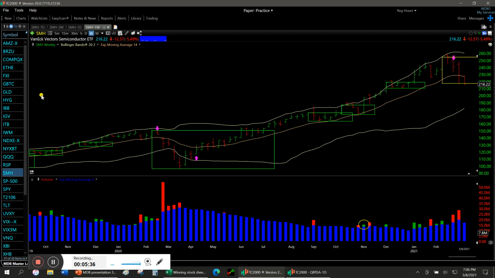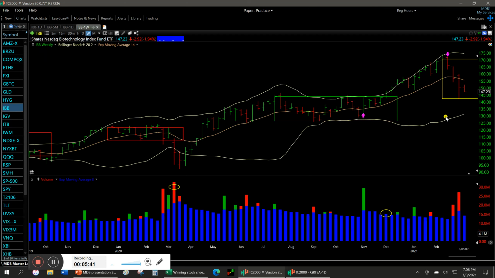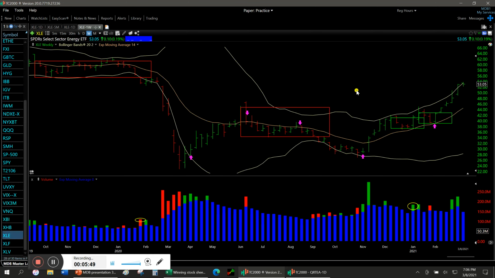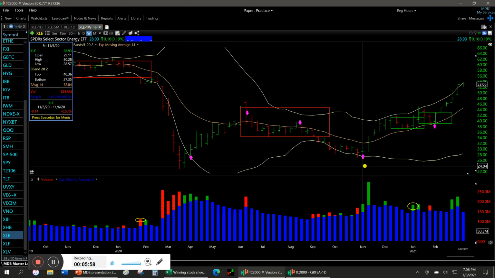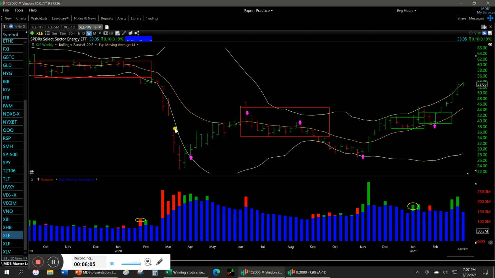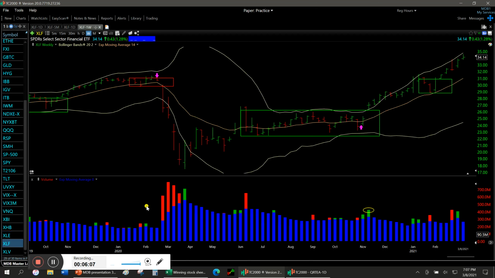It's just most areas. One of the worst ones is biotech. Look at this, just slaughterhouse. One of the sectors which is holding up is XLE, energy. Look at that. Formed a couple boxes, and now it's in a nice uptrend. And in fact, this is what's really interesting. Energy started moving up in November. Well, guess what was going on in the bond market? It started selling off then.